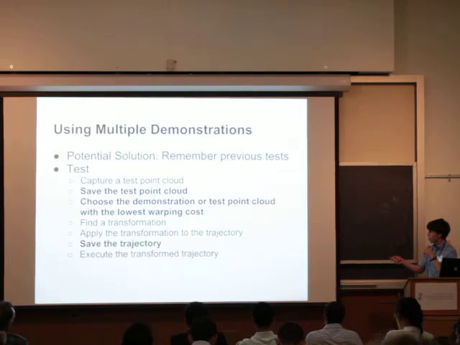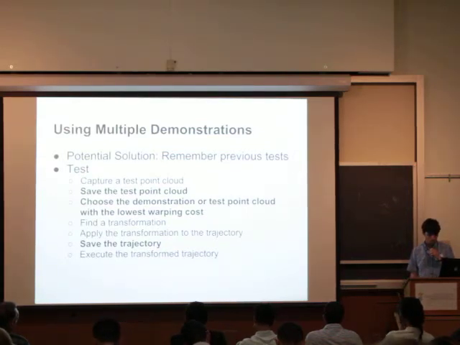Now instead of just choosing the demonstration with the lowest warping cost, we look at all of the saved demonstrations and all of the saved test point clouds from all of our previous tests, and we pick the lowest warping cost out of all of them. We find the transformation like before, apply the transformation, and then save the trajectory. And then, of course, execute on it. And so this should hopefully be able to learn much better what the demonstrations are.